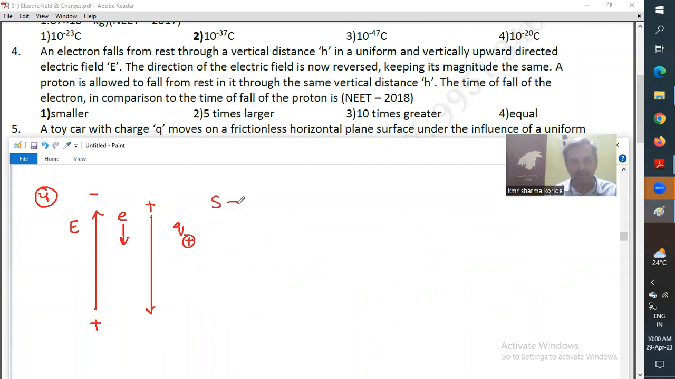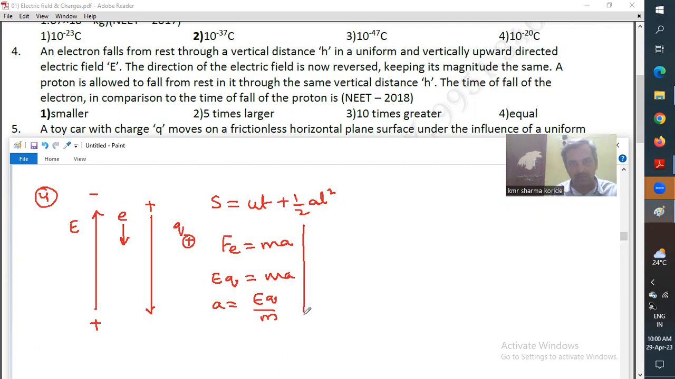But before that, make use of s equals ut plus half at square. The acceleration that both proton and electron get is due to the electric field. So let us say electrical force is equal to ma. The formula of electrical force in association with the field is charge times field, eq, equals ma. So a is equal to eq by m. Now this is going to be h, falling down is negative, so h is half times eq by m with t square. Therefore here the field is the same, the charge is the same, and h is the same. So t square by m is equal to a constant.